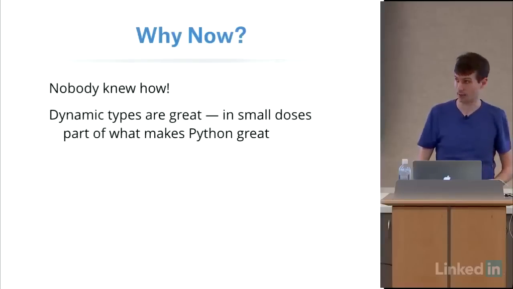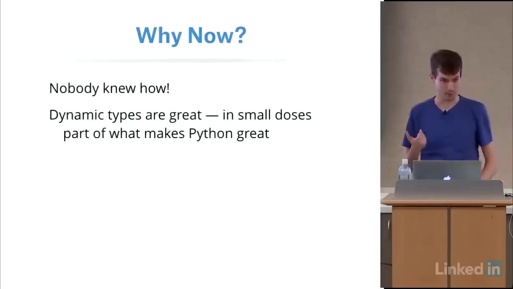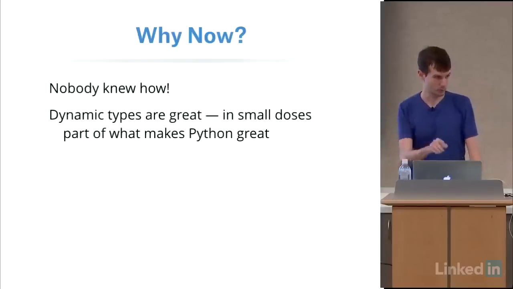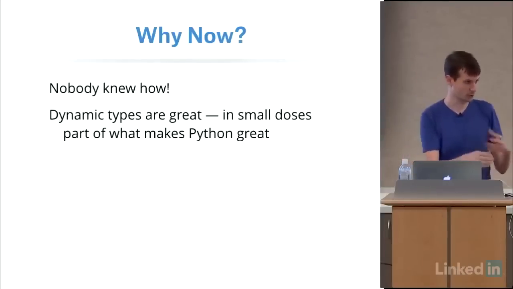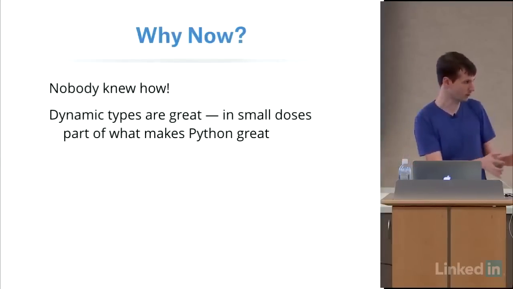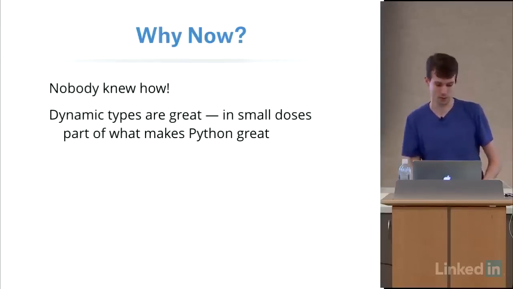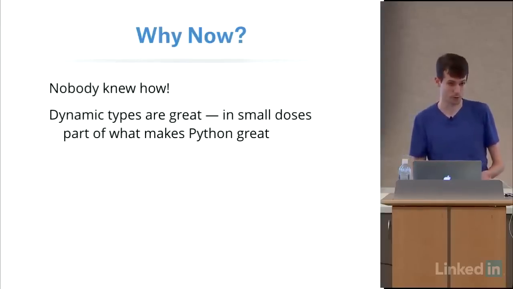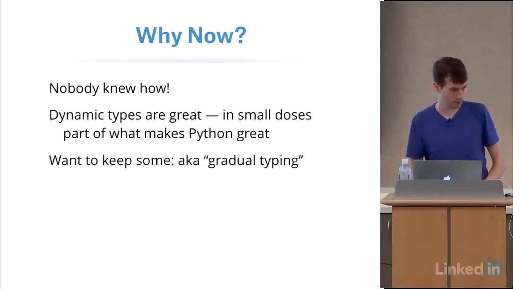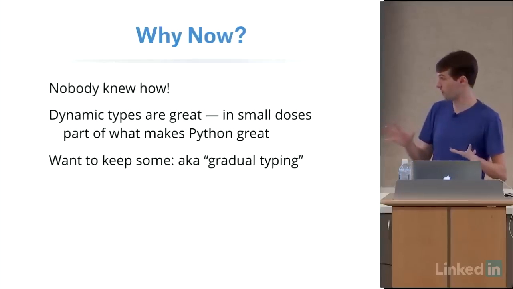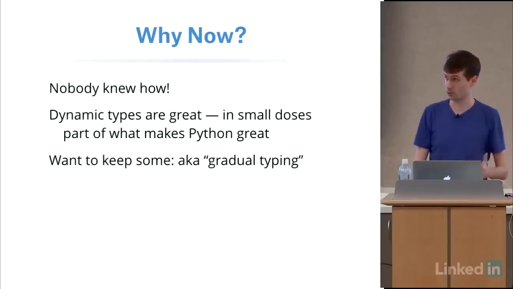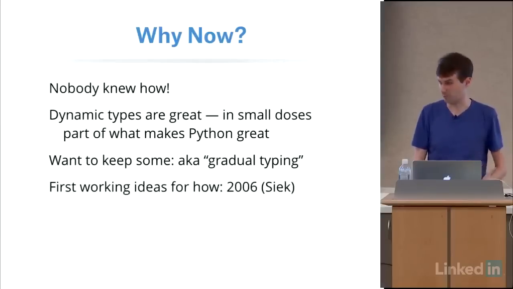The thing that makes it challenging is that we like dynamic types, just in small doses, in those core libraries where you're doing it to implement some really nice interface that you couldn't otherwise easily do. That's part of what makes Python great. If we wanted truly everything static, we could use Java or something. So we want to keep some dynamic types in a code base that is now primarily statically typed. One name this goes under is gradual typing. Nobody knew how to do this in an effective way for a language like Python until 5-10 years ago.